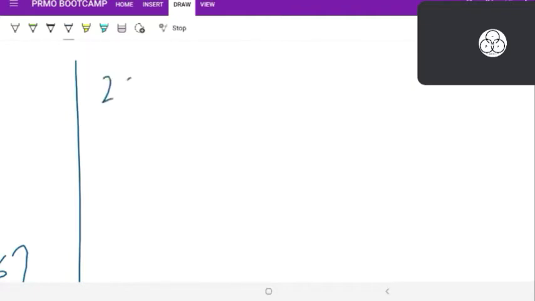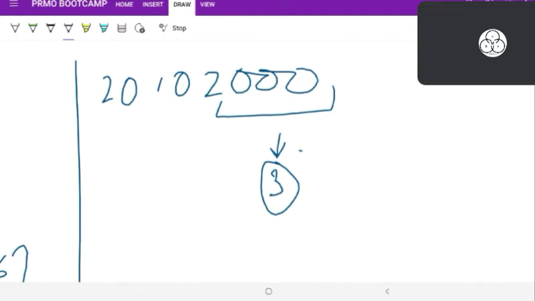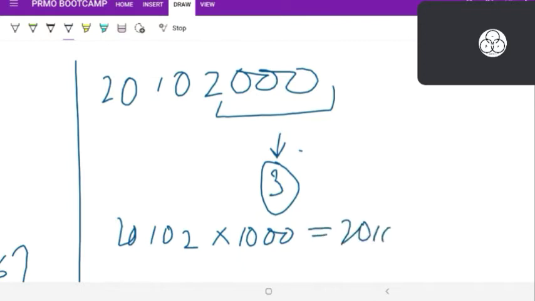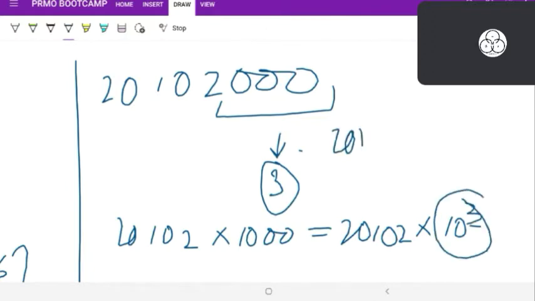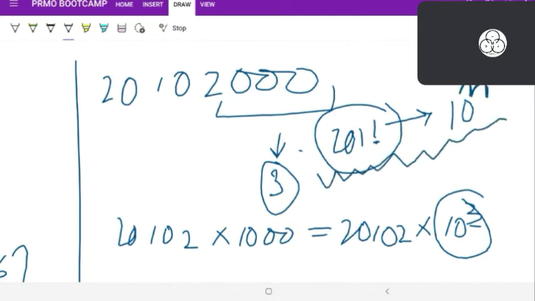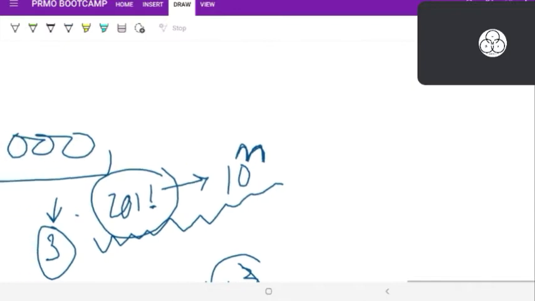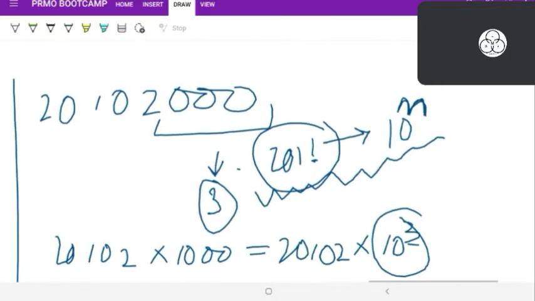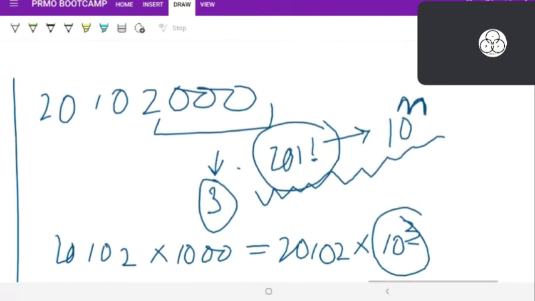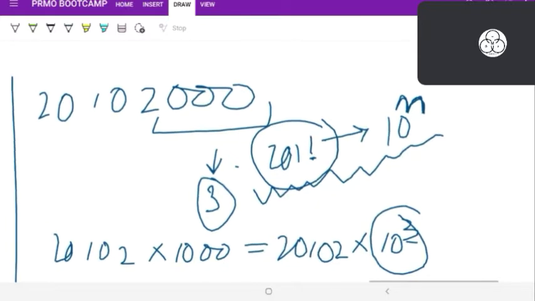we are having a number 20102000. How many zeros are there consecutively from the right side? 3 zeros, and this can simply be written as 20102 into 1000, that is 20102 into 10 to the power 3. So here in this problem in 201 factorial, we want to find the highest indices of 10. And remember, 10 is not a prime number, so we can't directly apply this Legendre's formula here.